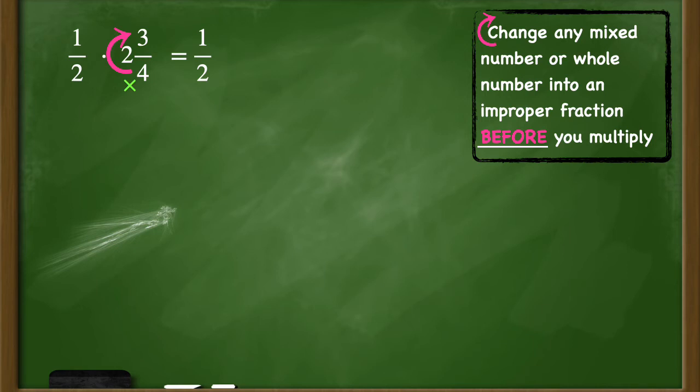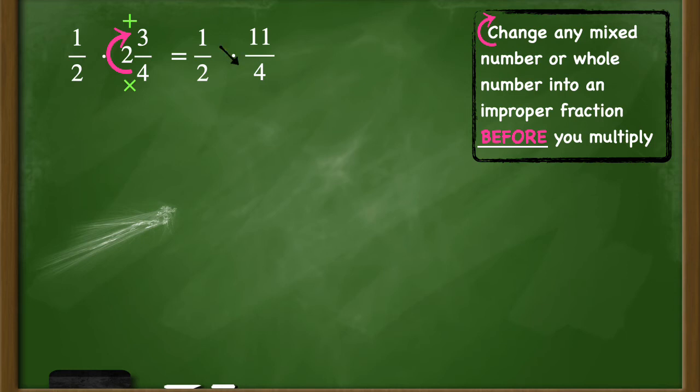So I'm going to multiply 4 times 2, which is going to give me 8. Then I'm going to add 3, so 8 plus 3 is 11, and my denominator is not going to change. So now I have 1/2 times 11/4. The next thing I need to look for is any cross cancellation to make my multiplying easier.